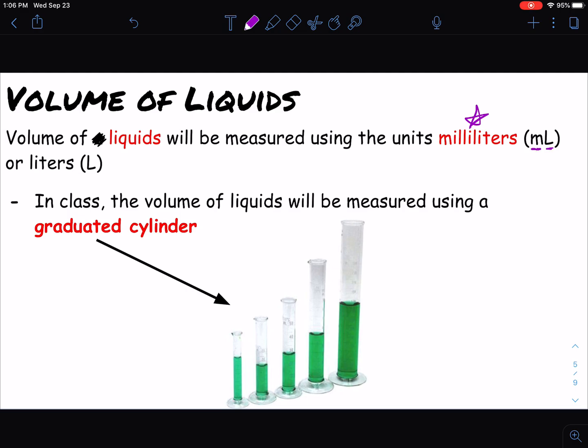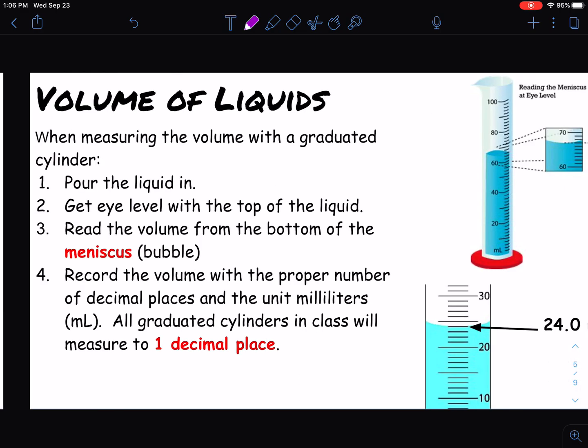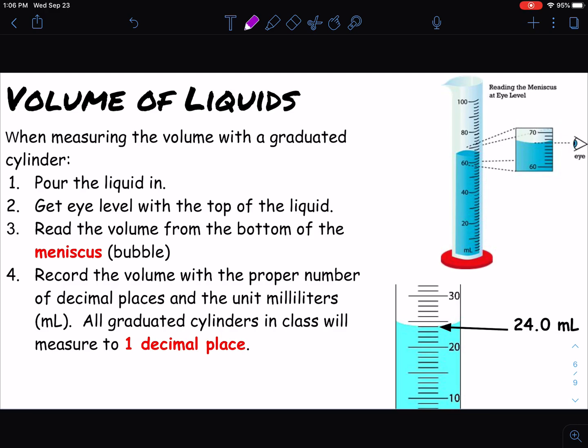And these are going to be measured using graduated cylinders. Now, with the graduated cylinders, there are steps to measure the liquids, but it's pretty easy. 1, you pour the liquid in. Common sense there. 2, you got to get eye level with the liquid. This is where people make a mistake. They try to read it from looking down at it or looking up at it. You actually have to get eye level with it, just like it's showing over here. You got to get eye level with the water or liquid, whatever's inside of it.